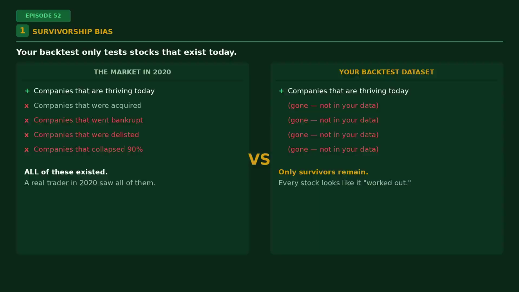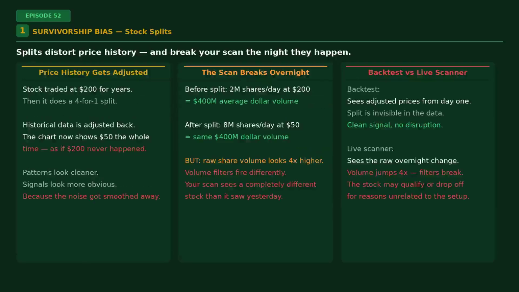Stock splits make this worse in a way most people don't think about. When a company does a 4-for-1 split, the historical price data gets adjusted backward automatically. A stock that used to trade at $200 shows up in your data as if it was always trading at 50. The chart looks cleaner, the patterns look more obvious. It's easier to find signals in adjusted data than it was in the real data at the time.